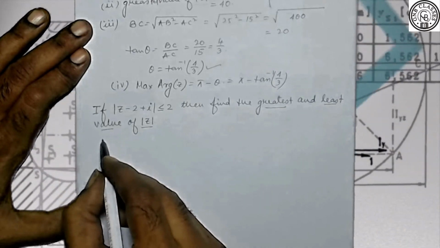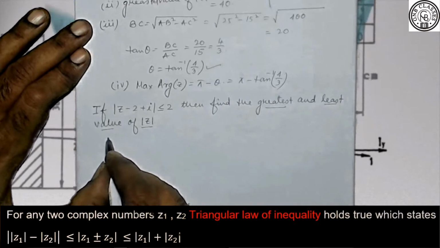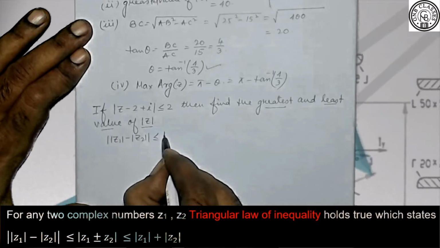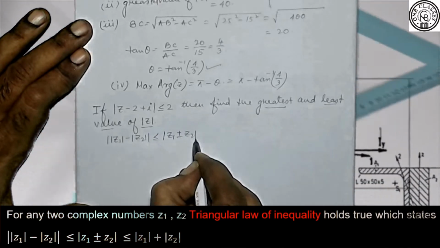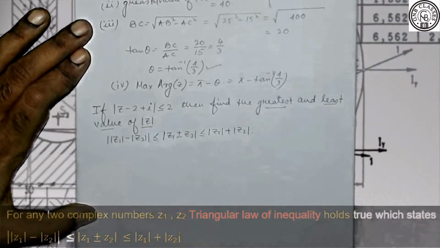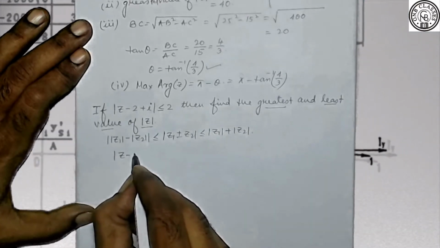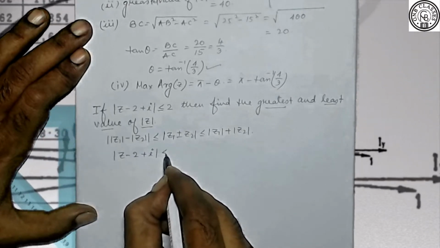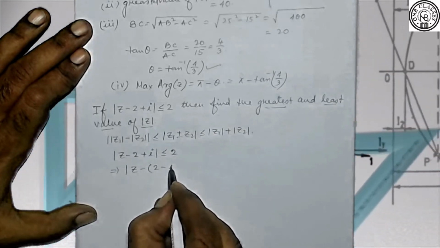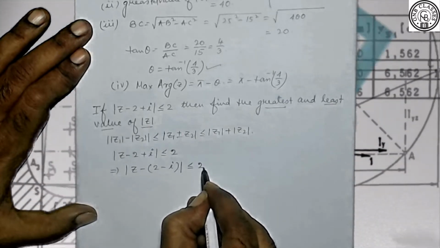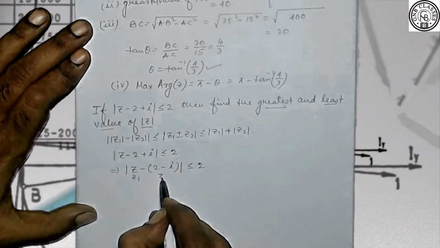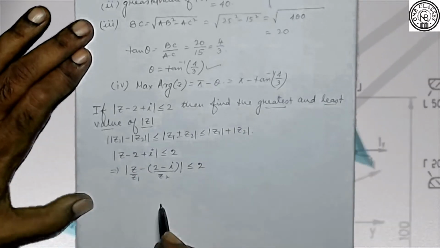Okay? Please see this. From the triangular inequality, we know that mod of z1 minus mod of z2 is less than or equal to mod of z1 plus minus z2 is less than or equal to mod of z1 plus mod of z2. Okay? Now, mod of z minus 2 plus iota is less than or equal to 2 can be written as, look at it carefully, mod of z minus 2 minus iota, which is less than or equal to 2. Okay? Now, let me treat this thing as my z1 and this thing as my z2. Okay? So what will happen?